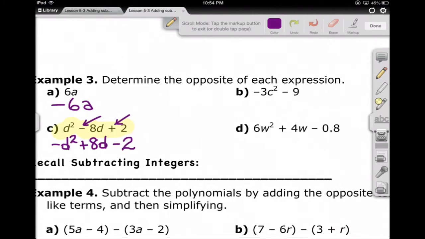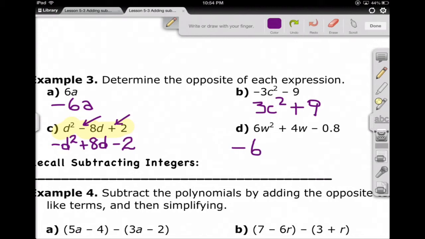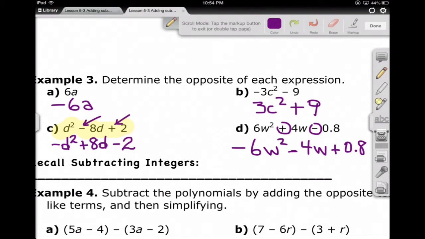And if you look at these, you will see that it follows the same pattern. Negative 3 for the coefficient becomes positive 3c squared, and that minus becomes a plus 9. Negative 6w squared minus 4w. Right, keep your eyes on these because these are going to take a little turn. So those are opposite versions of the expressions.